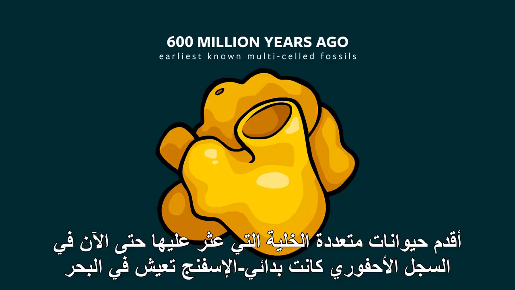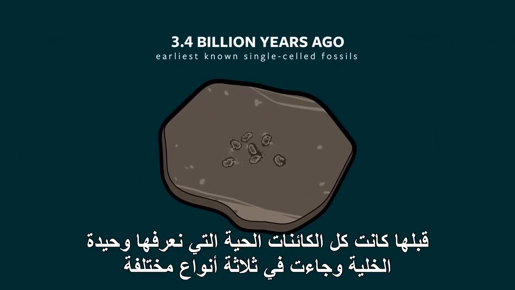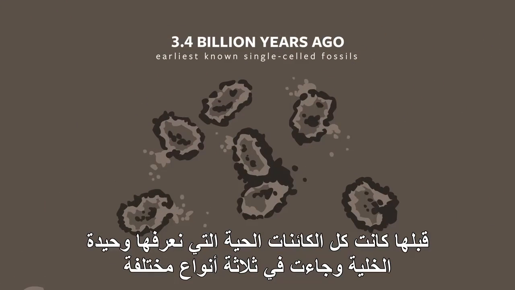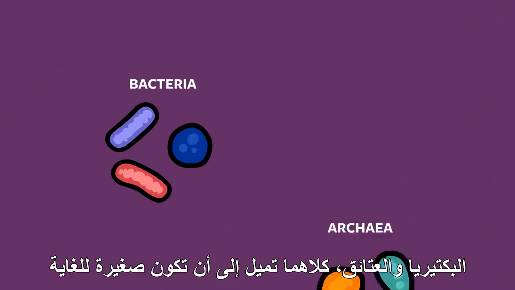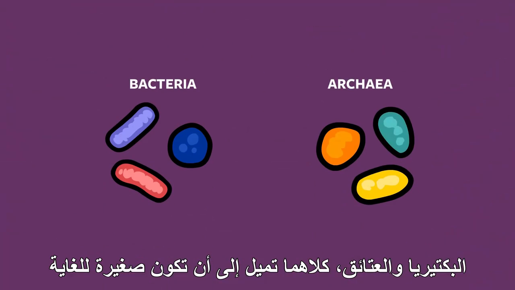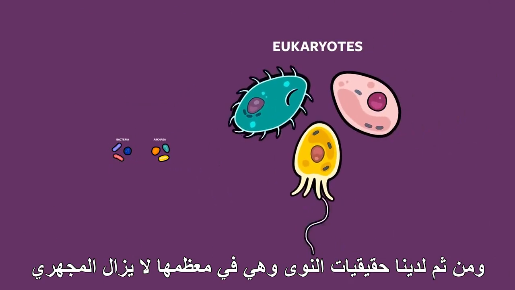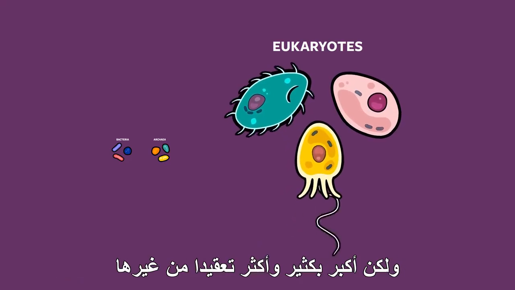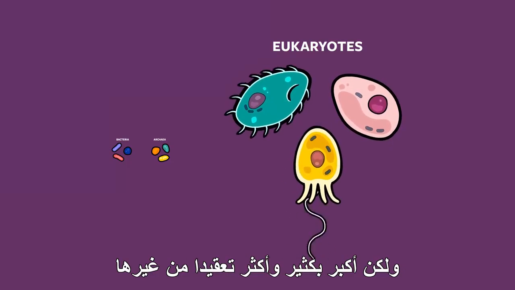Before them, all living things we know of were single-celled and came in three different types. Bacteria and archaea, which both tend to be extremely small, and then we have eukaryotes, most of which are still microscopic but far larger and much more complex than the others.